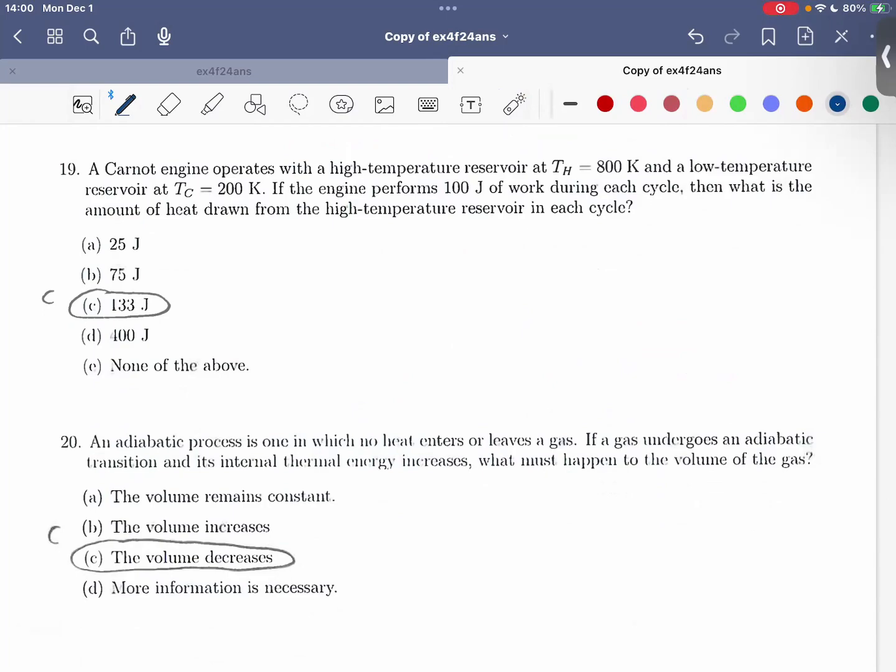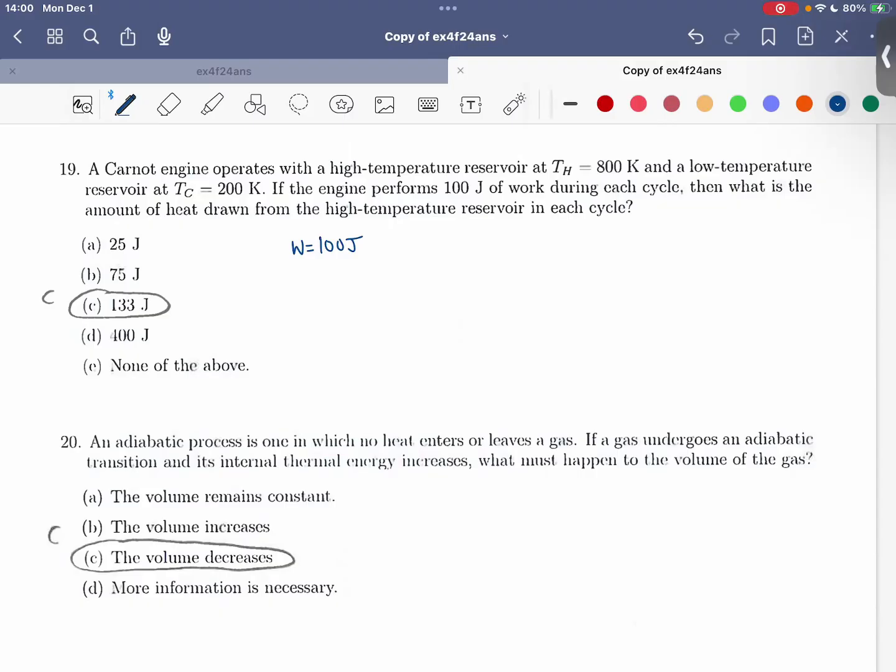So 19, again, we have an engine. We have a high temperature reservoir of 800 Kelvin and a low temperature reservoir of 200 Kelvin. We're told the engine performs 100 joules of work. And we're tasked with finding the amount of heat drawn from the high temperature reservoir in each cycle.